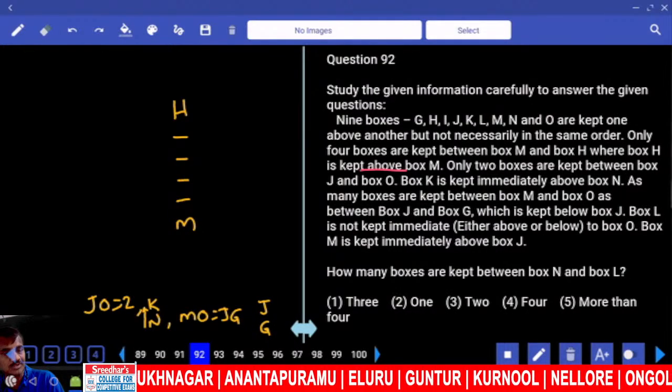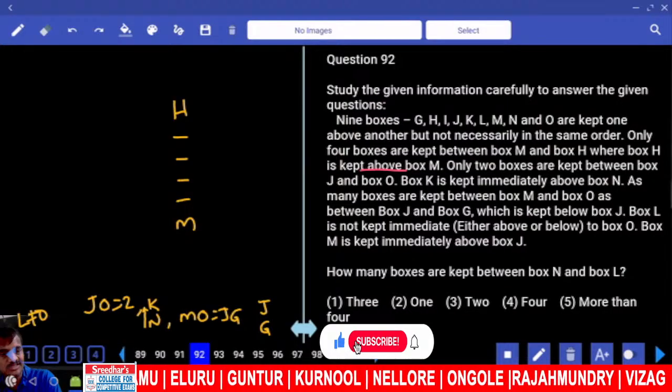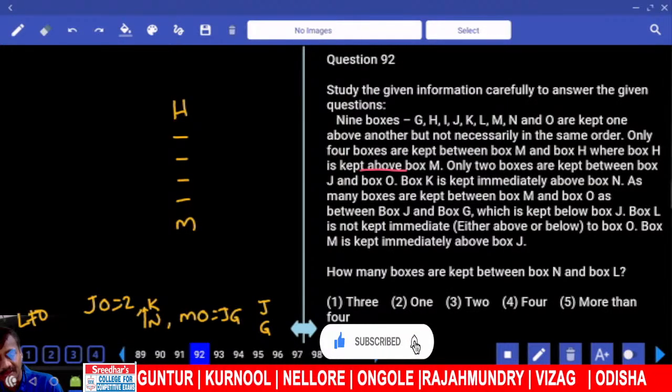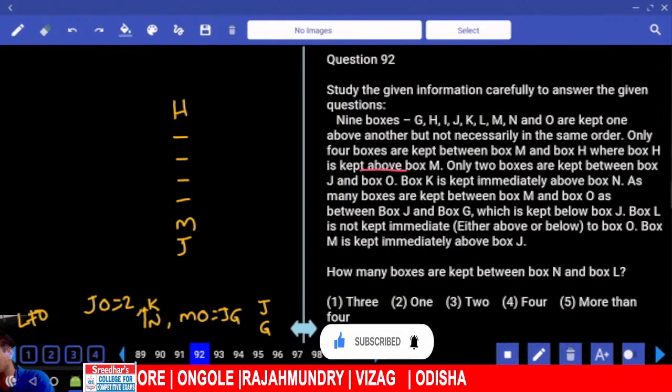L is not kept adjacent to O. L and O are not adjacent to each other. M is kept immediately above J. As of now, 3, 4, 5, 6, 7 were done.